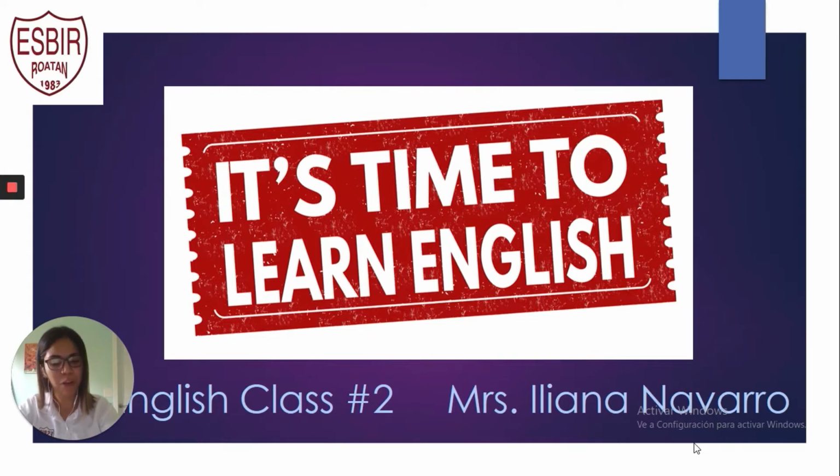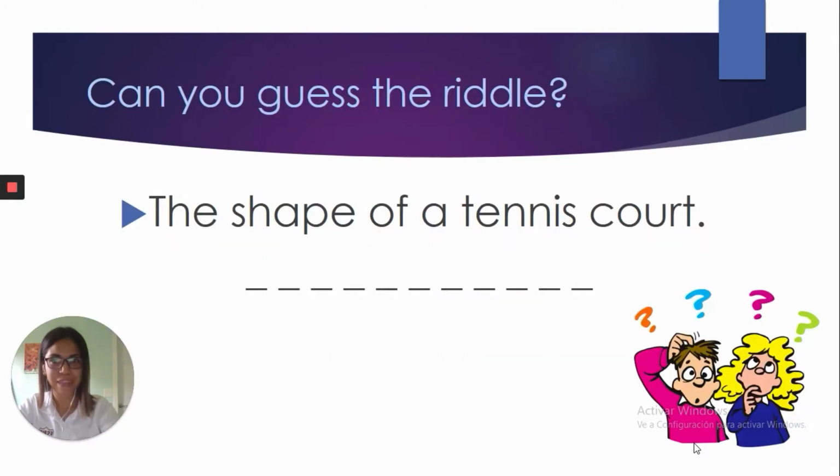But before we continue with our class, I would like you to try and solve a riddle. It says, the shape of a tennis court. I will give you a hint. What do you think is the shape of a tennis court? The answer is a noun that begins with the letter R and ends with the letter R. At the end of this video, I will reveal the answer. Let's see if you guess it.